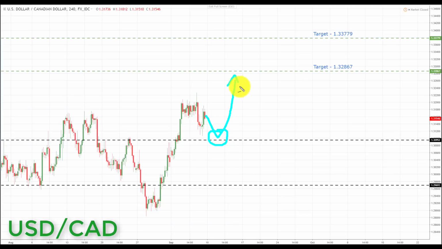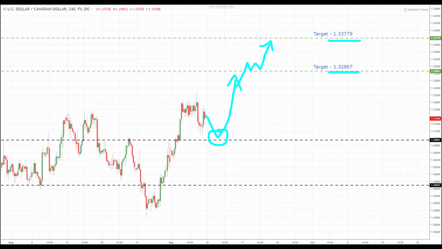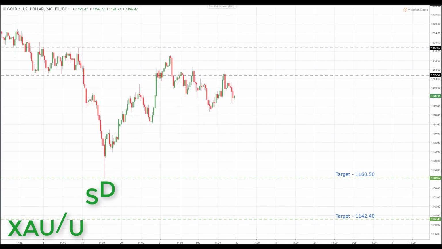We're going to be looking at initiating longs up towards the next key area of resistance, and target 1 is set at the 1.32867. And if we can get a breakthrough here, we're going to be looking up towards the next key area of resistance to the upside and target 2 at the 1.33779. And last but not least, we have gold.